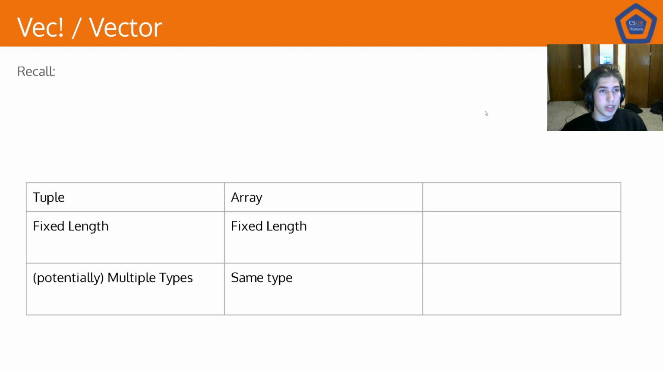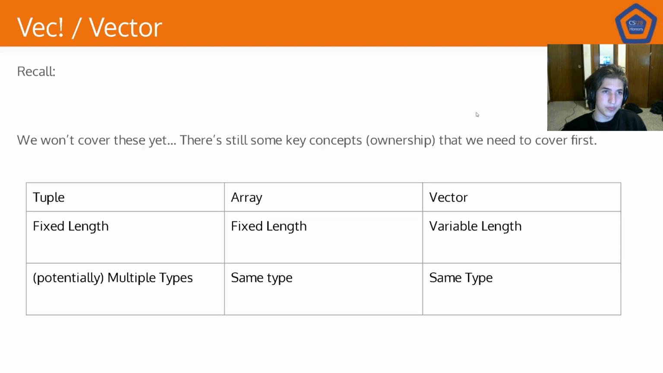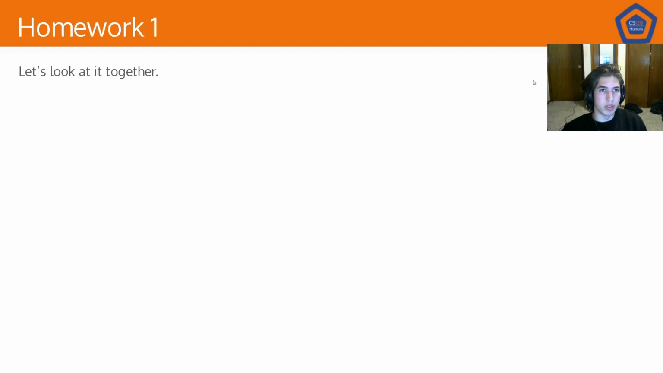Okay, final thing, vectors exist. They are variable length. They generally require the same type, though there's some interesting workarounds for that. But yeah, they're variable length arrays. They're very, very useful, and you'll use them a lot in the future. We won't cover them yet. We'll need to cover ownership before we cover them too much.